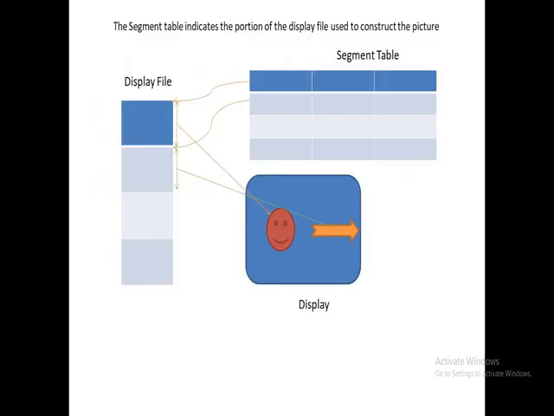For example, we want to display this smiley face, but we don't want to display the arrow here. So the visibility attribute of the smiley face segment will be set on, and the visibility attribute of the arrow segment will be set off.